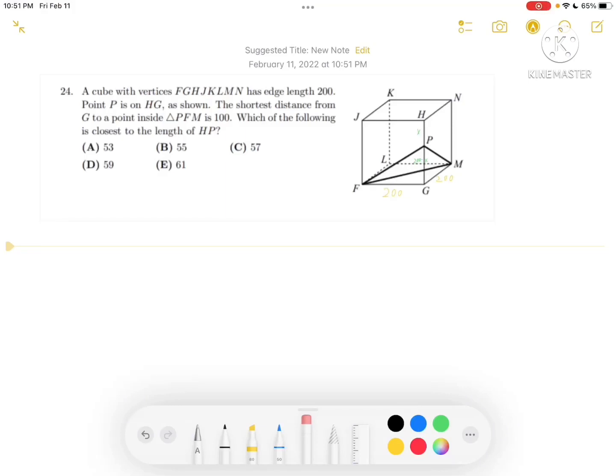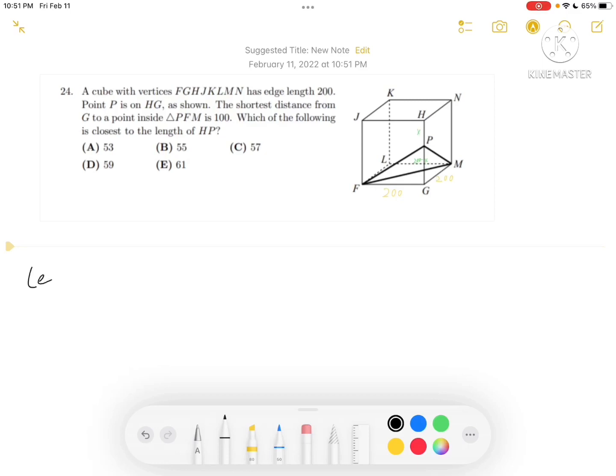So let's solve question 2 together. A cube with vertices F, G, H, J, K, L, M, N has an edge length of 200. Point P on HG is as shown. The shortest distance from G to a point inside the triangle PFM is 100. So which of the following is closest to the length of HP?